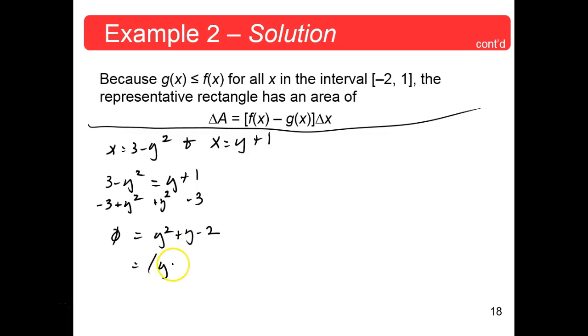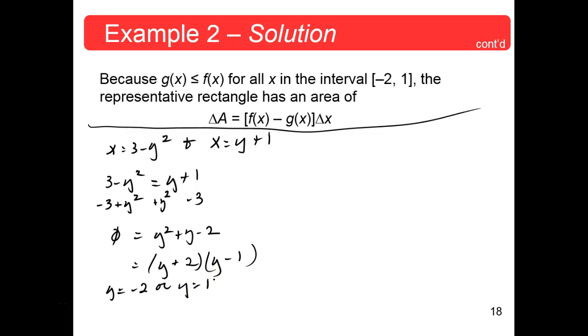You said FOIL method. Oh yeah, I call it unfoiling. So it'd be y plus 2 times y minus 1. I believe you're right, because with the inners and outers, it'd be y squared plus 2y minus y, that would be plus y minus 2. That works. So what does that make your y's? Minus 2 or 1.